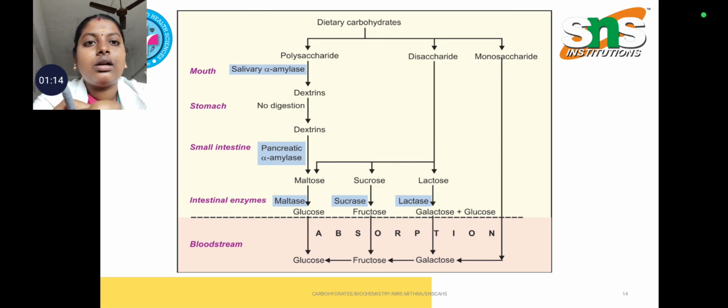It converts the sugars of disaccharides, maltose, sucrose and lactose, into glucose, fructose and galactose with the help of intestinal enzymes, where maltose is converted into glucose plus glucose with the help of enzyme maltase, and sucrose with the help of enzyme sucrase, and lactose is hydrolyzed into glucose and galactose with the help of enzyme lactase. So the proper absorption takes place into the bloodstream itself.